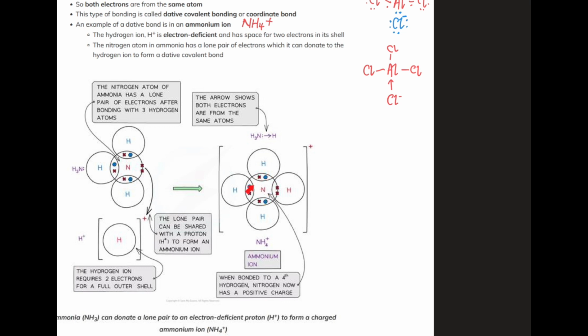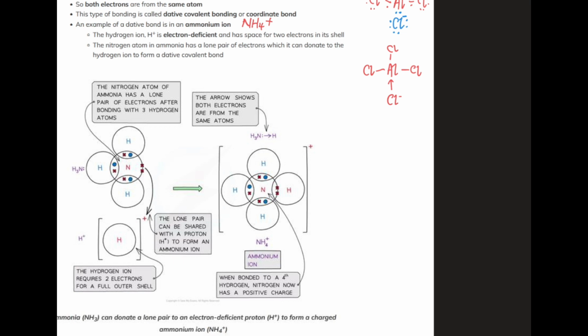As you can see here, this one is dot and cross, dot and cross, dot and cross, but this is two crosses, showing that this is the acceptor, the lone pair acceptor. This is the lone pair donor. Okay, so this is where they form a dative bond. The hydrogen ion is electron deficient and has space for two electrons in its shell. The 1s can take two electrons. The nitrogen atom in ammonia has a lone pair. This is the lone pair, which it can donate to the hydrogen ion to form a dative covalent bond. So the dative covalent bond is here.